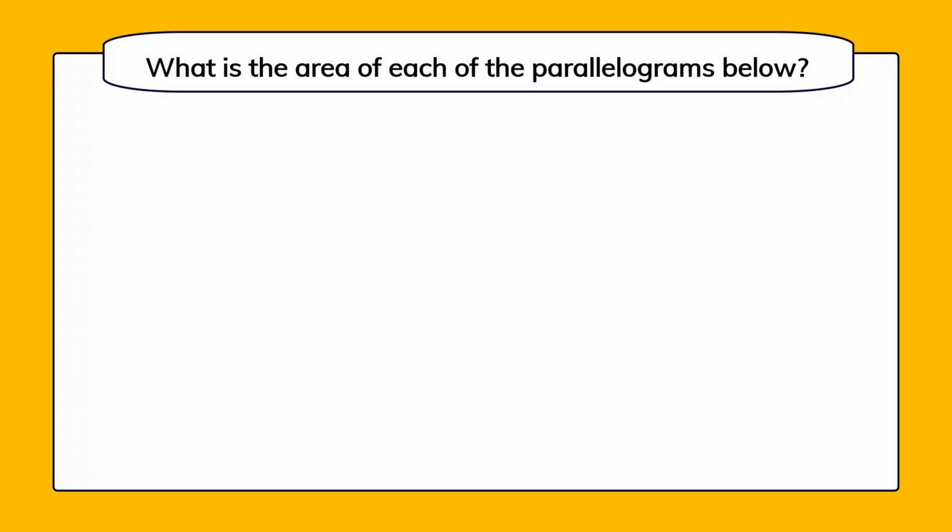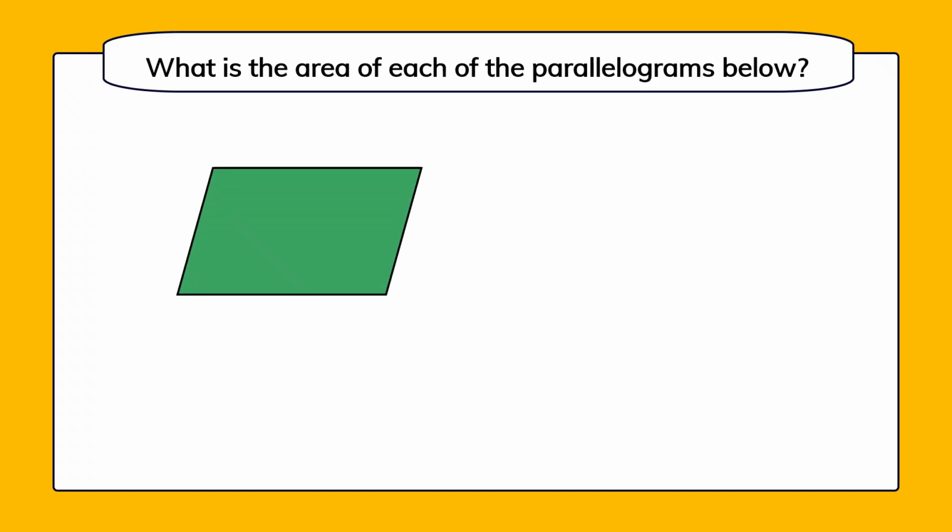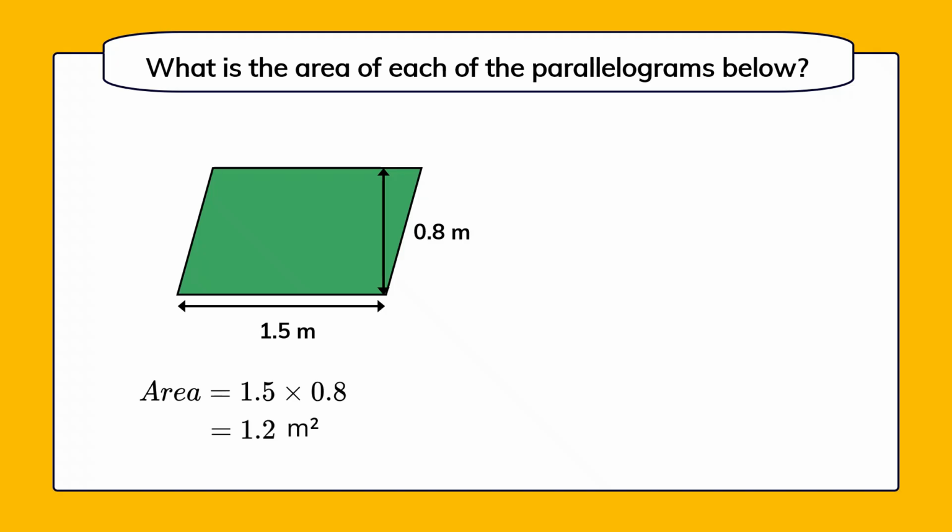Alright, let's try some examples. What is the area of each of the parallelograms below? So this parallelogram has a base of 1.5 meters and a height of 0.8 meters. So to find the area, we're going to multiply the base and the height. So multiply 1.5 and 0.8 and it gives the answer of 1.2. And don't forget to include the unit of measurement, which is square meters. This means the parallelogram covers a surface of 1.2 square meters.